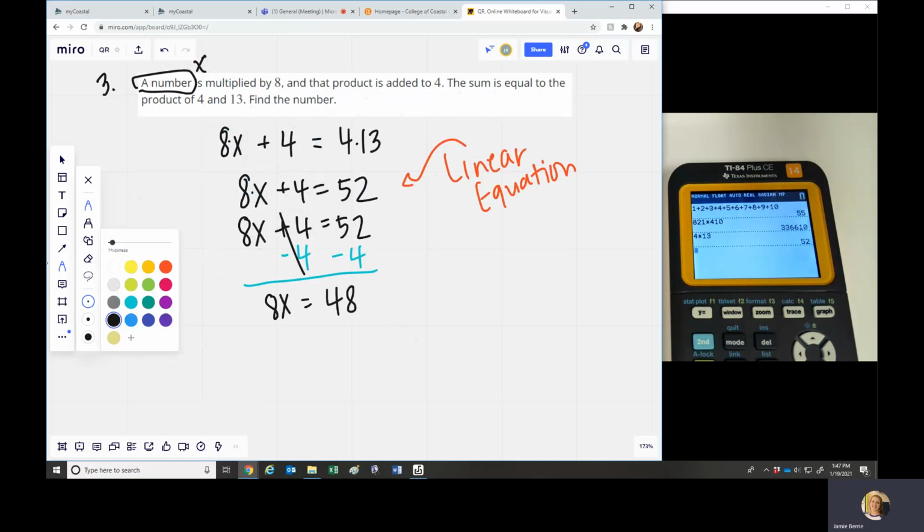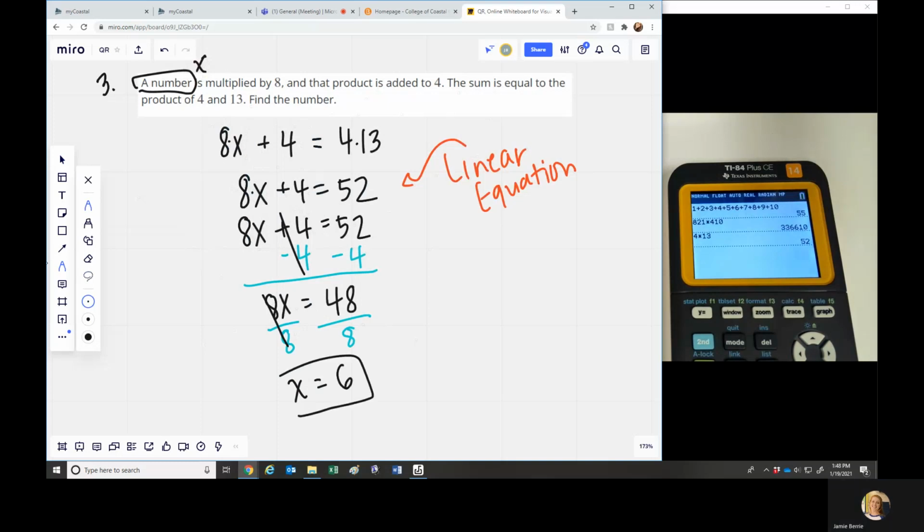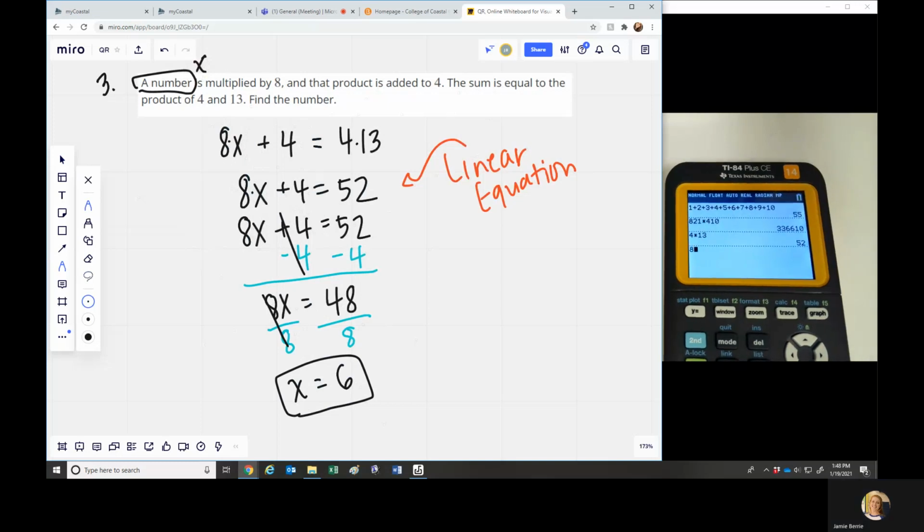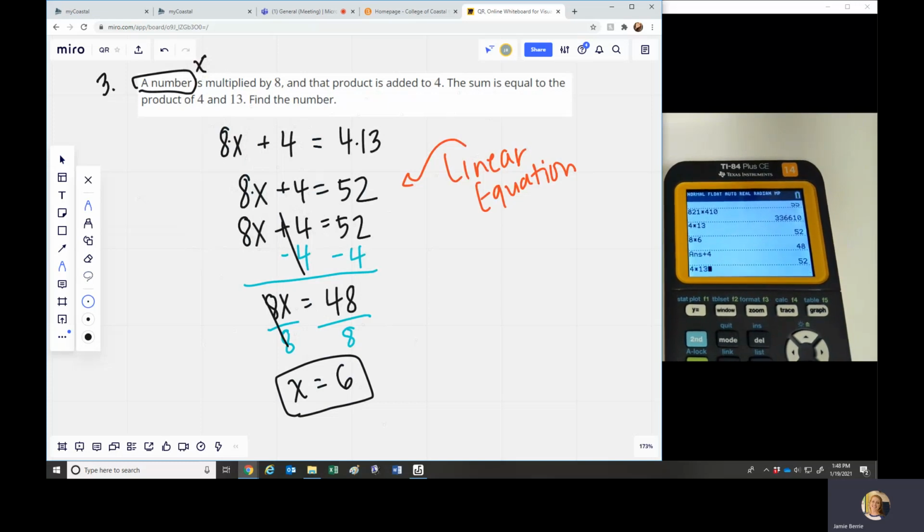All right, now you can probably guess what my next step is. I have 8 times x, so I need to divide by 8 so that I can get rid of that 8. I want to get x by itself. Then I'm left with x, and 48 divided by 8 is 6. So the number is 6. Then you could plug it back into the top and just make sure it works. 8 times 6 is 48, plus 4 is 52. And we said that's what 4 times 13 is.